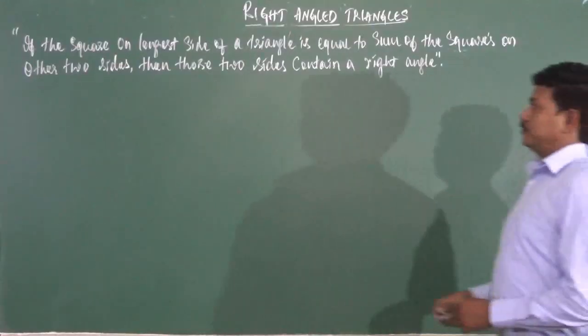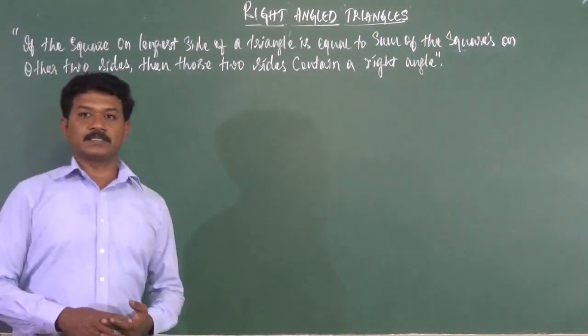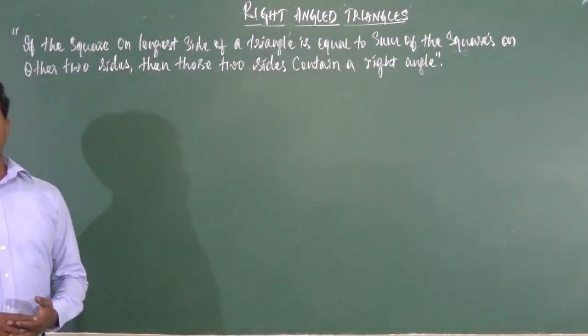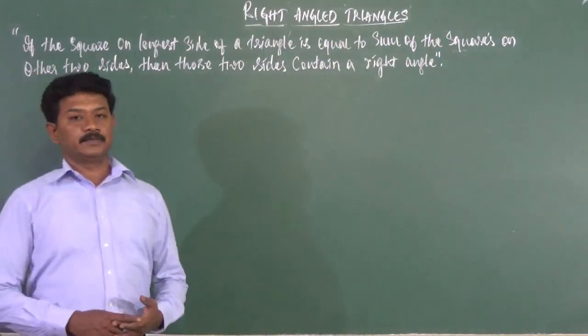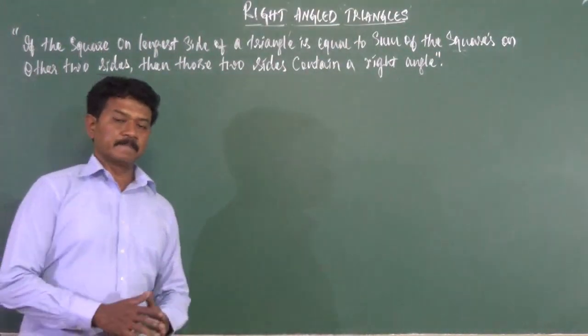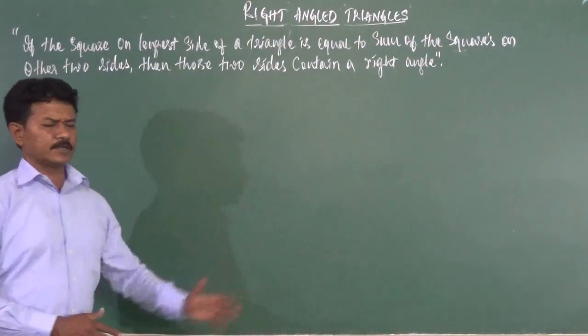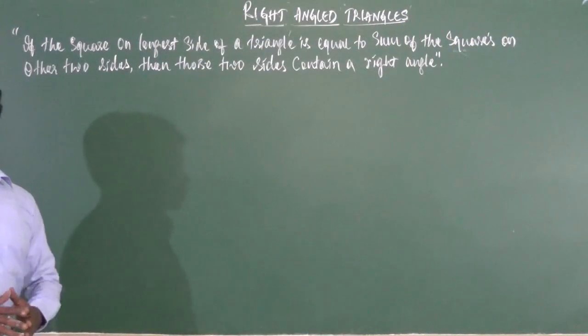Okay, let us get into the fourth rider. I don't want to call this a rider because it is the proof for the converse of Pythagoras theorem. So it's not a rider here. It's a very important proof, right? Where it's not asked in the examinations.